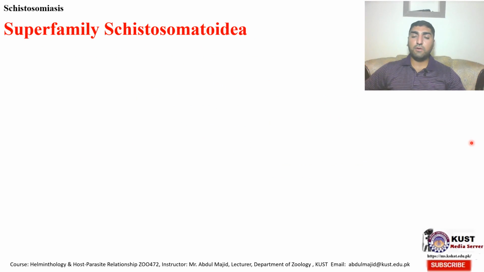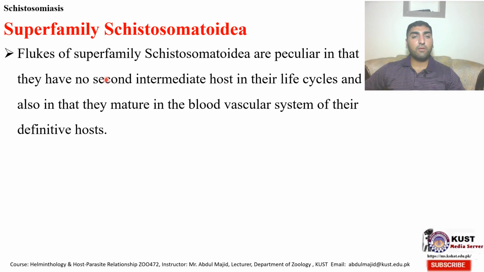Let's start from the taxonomic position. Superfamily Schistosomatidae. Flukes of this superfamily are peculiar in a way because they don't have a second intermediate host in their life cycles. And another way they are unique is that they mature in the blood vascular system of their definitive hosts.